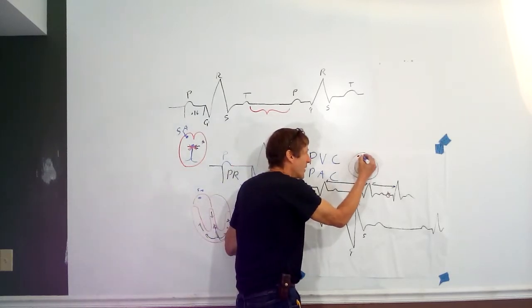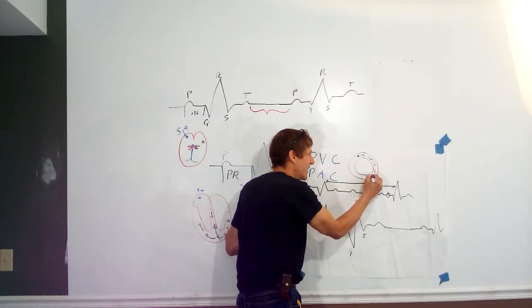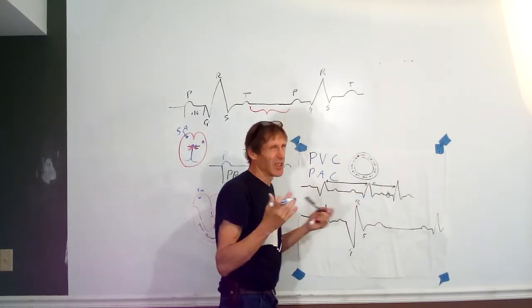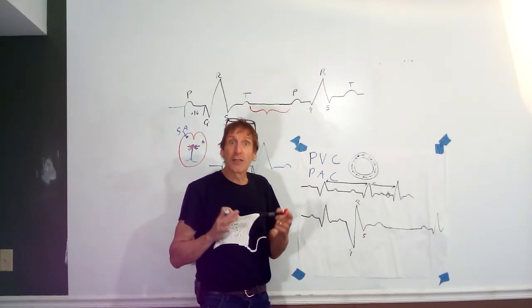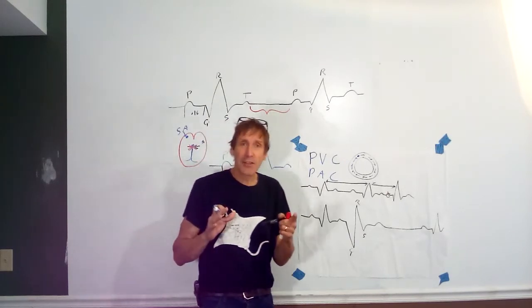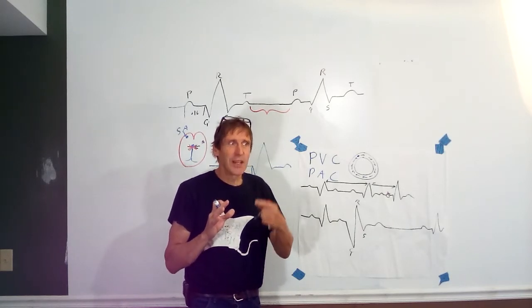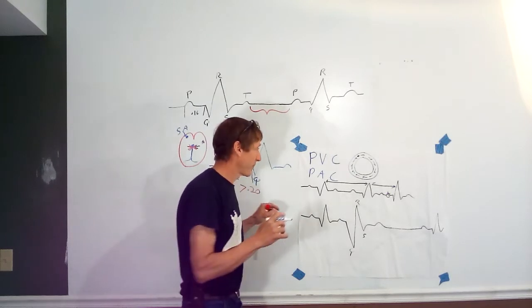SA node is here somewhere. Normally as the impulse travels away from the SA node, it takes it a little while to get back to kind of its site of origin, let's say the SA node. Normally these heart cells have a relatively long refractory period. Remember, refractory period is a period of time for excitable cells where even if you stimulate them, they will not generate another action potential. They're not sensitive.